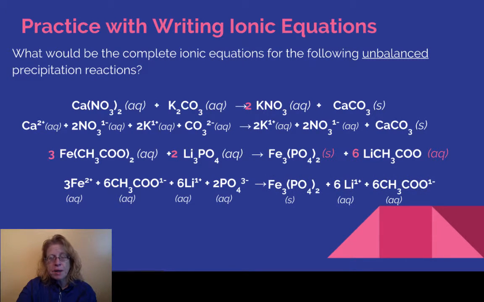Over on the right, our Fe3(PO4)2, our iron(II) phosphate, stays as a solid because it stays together as a molecule, because it's our precipitate. And then we explode our lithium acetate. So with that, we've got 6 lithium ions and 6 acetate ions. So hopefully you had some success with doing that.